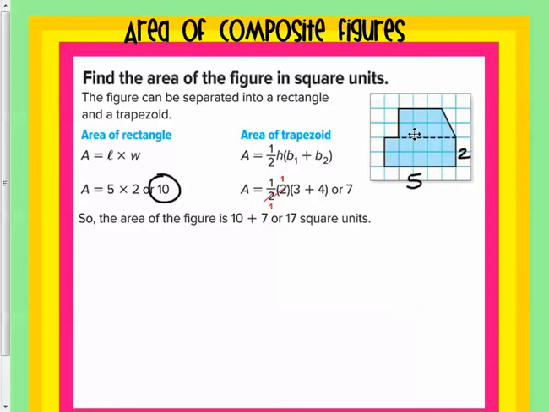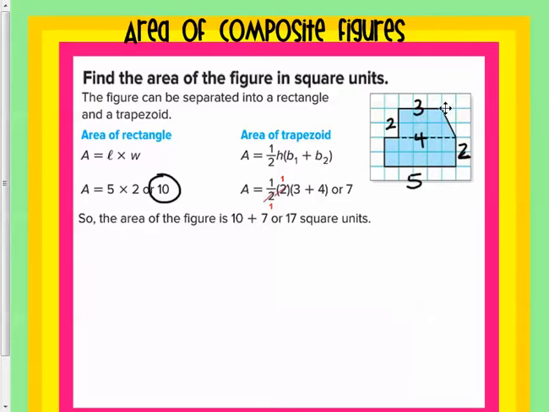I know the base of this trapezoid is 4, the other base is 3, and the height is 2. Remember, I don't worry about the slanty height. So add the 3 and the 4 together, and I get 7. Take it times 2, and then cut that in half, because we are making a giant parallelogram by making 2 trapezoids. So that's why we have to cut them in half.